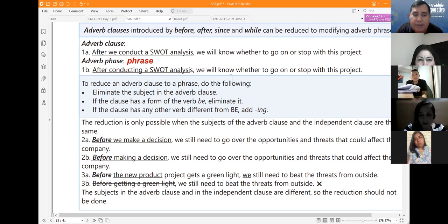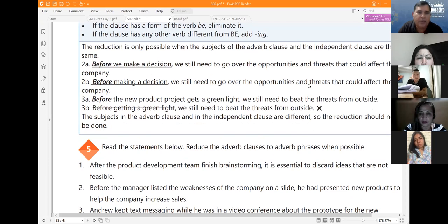So we eliminate the one that makes the clause, that is the subject. And what is the subject? We. Okay, so we eliminate we. What happens to the verb? We change it, change the verb, right? To ING. Change the verb to ING. So we say, after conducting a SWOT analysis, we will know whether to go on or stop with this project. Okie dokie. Other examples.